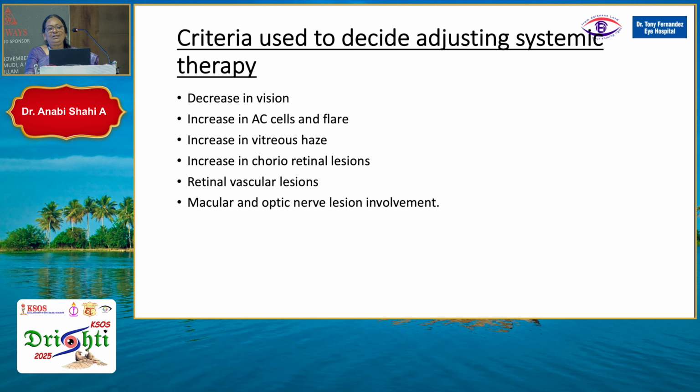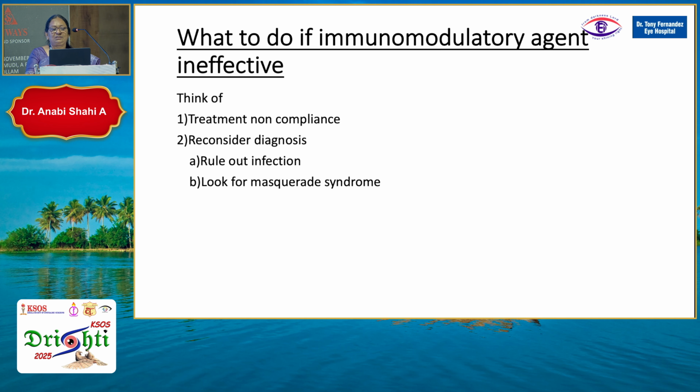What is the criteria used to decide adjusting the systemic therapy? Whenever there is a decrease in vision, increase in AC cells or flare, increase in vitreous haze, increase in the chorioretinal lesions, and if there is retinal vascular involvement or macular or optic nerve involvement, then we should think of increasing the dose. What to do if one immunomodulatory agent is ineffective? We should think about treatment non-compliance, and we have to reconsider the diagnosis, that is to rule out infection or look for masquerade syndrome.